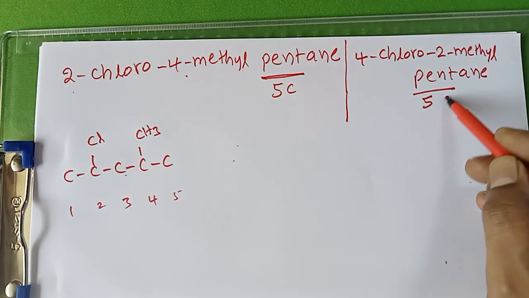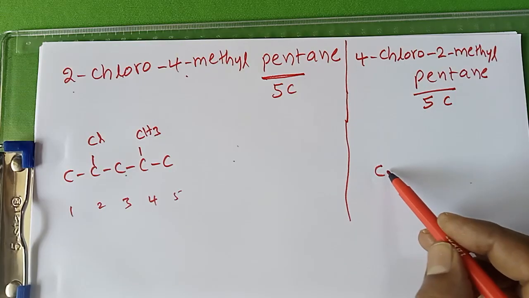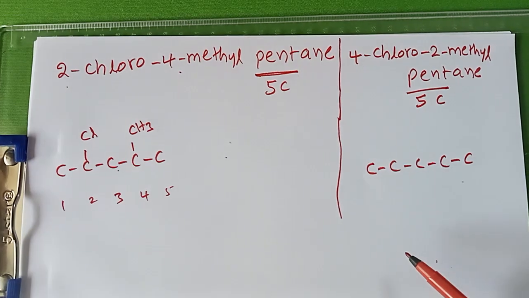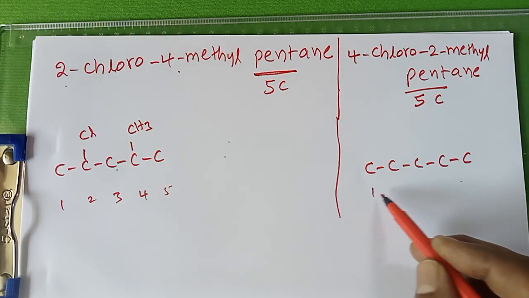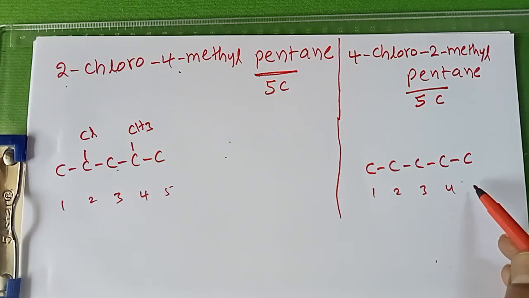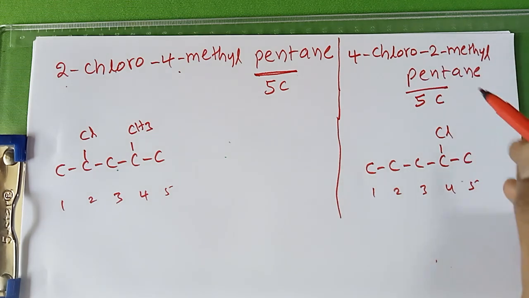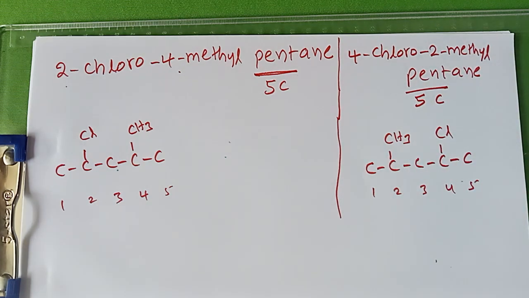Finish. Next, here also, what is the root word? Pent means 5 carbons in this name also. So you write down 5 carbons: 1, 2, 3, 4, 5. Next, you give the numbering from the other side: 1, 2, 3, 4, 5. Fourth carbon, what is present? Chloro, according to this name. Second carbon, what is present? Methyl, that means CH3.